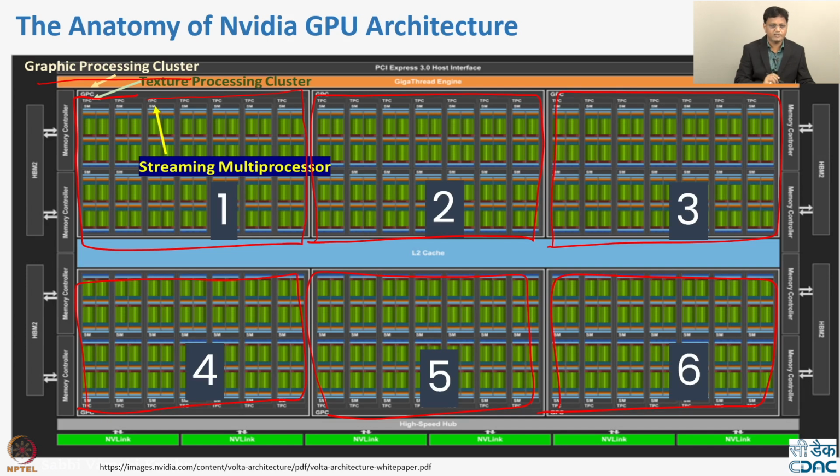Now let us go inside each GPC, as we call it in short. We can see that some blocks are arranged like this. These blocks are known as TPC. Let us count how many TPCs are present in a single GPC. So this is 1, 2, 3, 4, 5, 6 and 7. That means there are 7 TPCs in a single GPC.